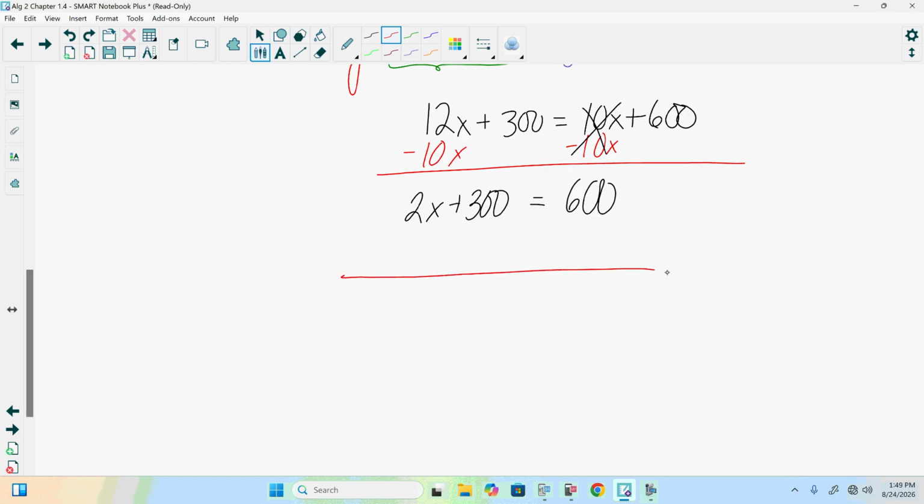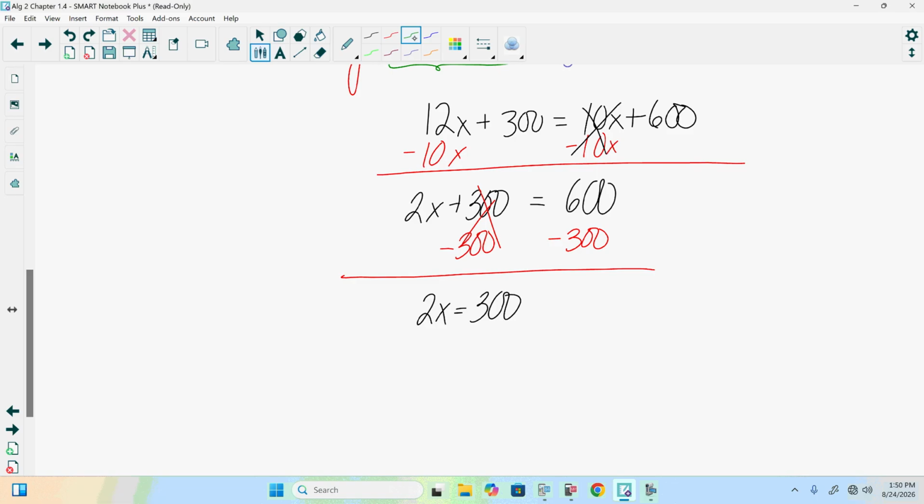All the x's are on one side, yes? Now we need to get all the numbers to the other side. How can we do it? Same thing with 300. We minus 300. 300 minus 300 would be 0. Leaves us with 2x. 600 minus 300 is 300. X's are all on one side. Numbers are all on the other, yes?